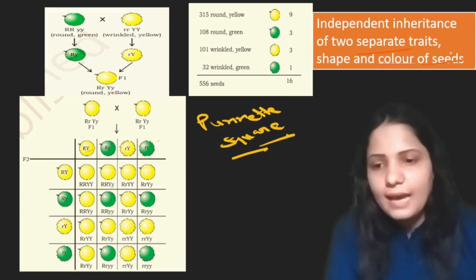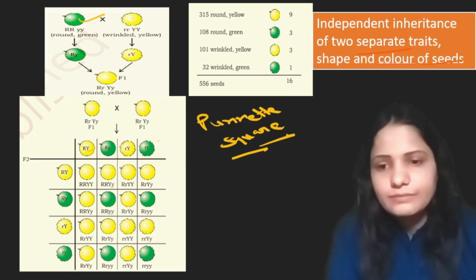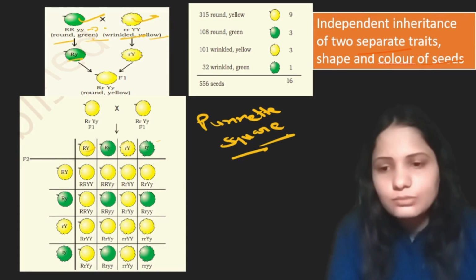Now here we have this cross, the parental generation, round green and wrinkled yellow. This is the phenotype, and here we have given the genotype. So here we have capital R small y, and small r capital Y. From this, these are the gametes of these parents. Now these gametes will combine and give rise to F1. That F1 is capital R small r, capital Y small y, which means round and yellow.